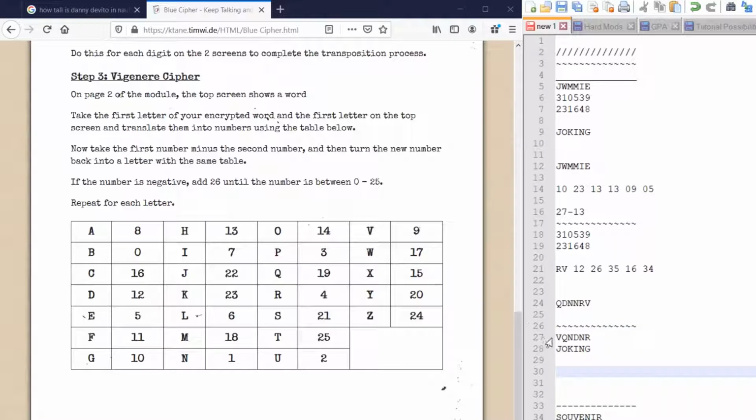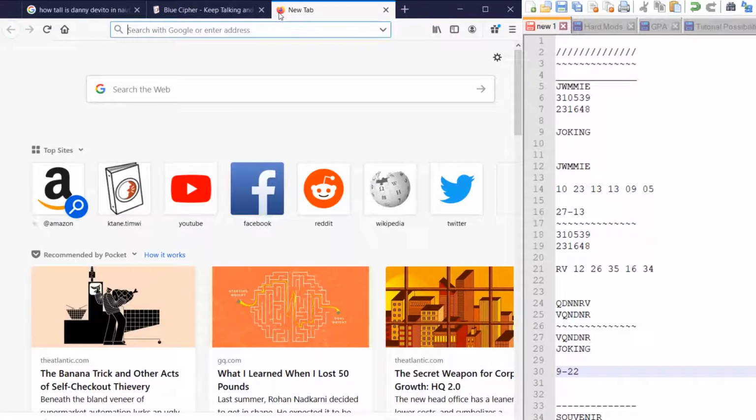Right, okay. So, we grab the numerical equivalent for your newly translated encrypted word, which is going to be a Victor, which is a 9. And you subtract the key word you got from page 2, which is a Juliet, Juliet being 22. You then modulo 26. So 9 minus 22, that's, I think, negative 13.